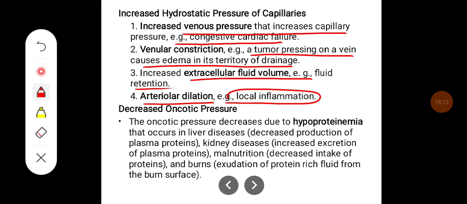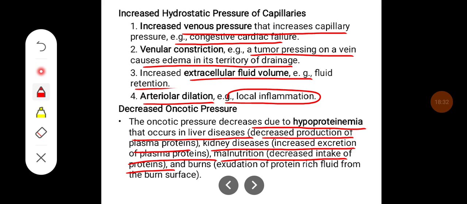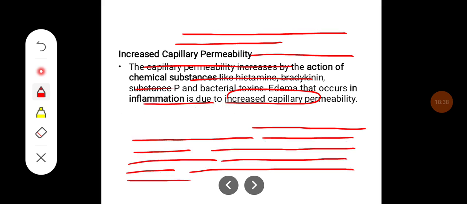The decreased oncotic pressure occurs due to hypoproteinemia that occurs in liver diseases, that is decreased production of the plasma proteins, and can also occur in kidney disease because of the increased excretion of the plasma proteins. In malnutrition, it is because of the decreased intake of proteins, and in burns, it is because of the exudation of protein-rich fluid from the burn surface.